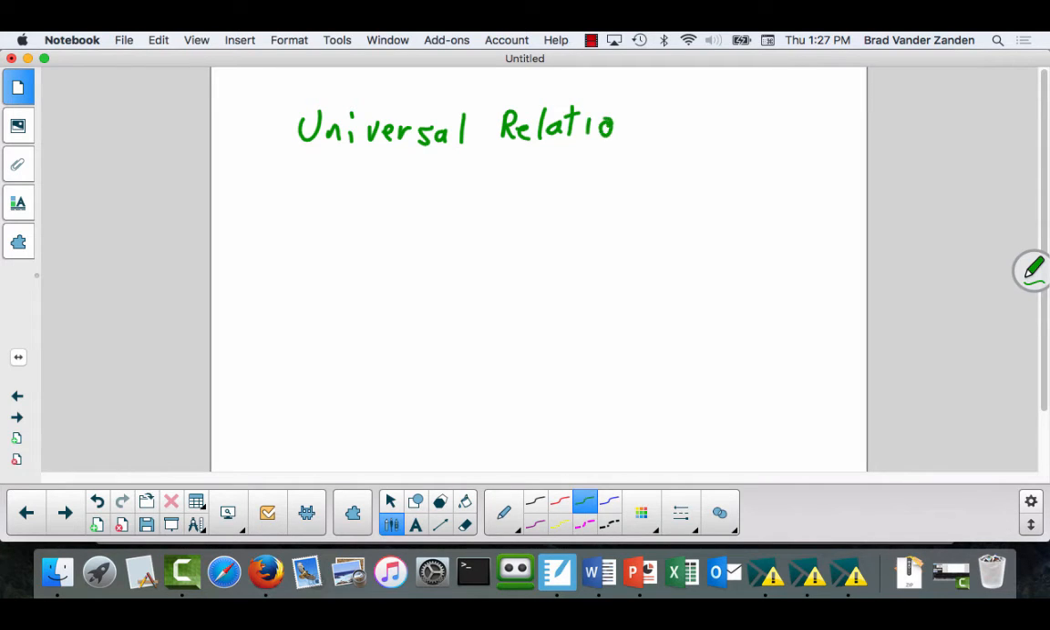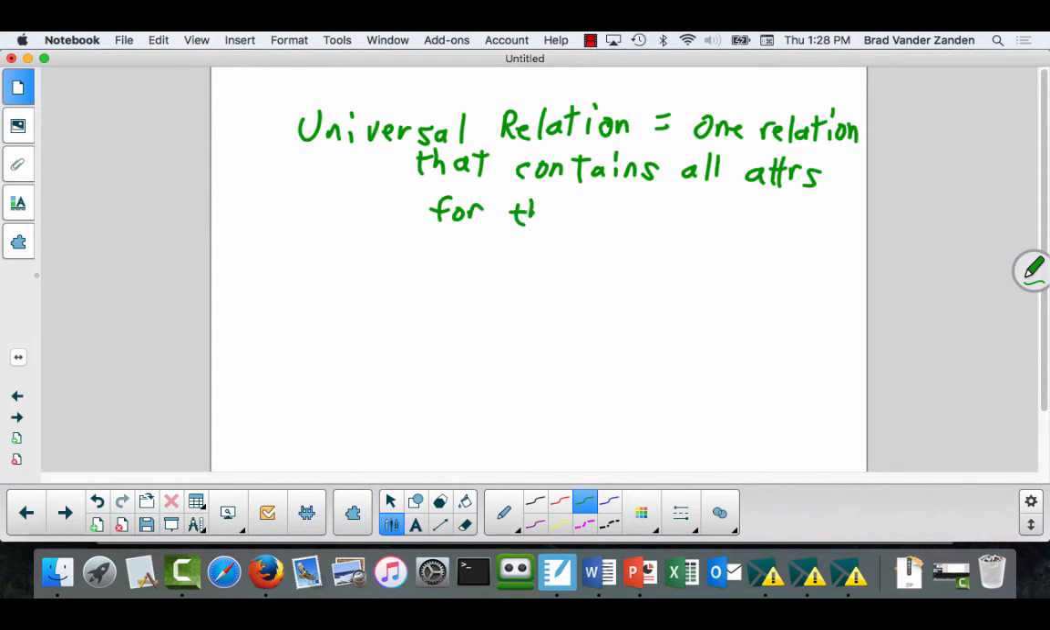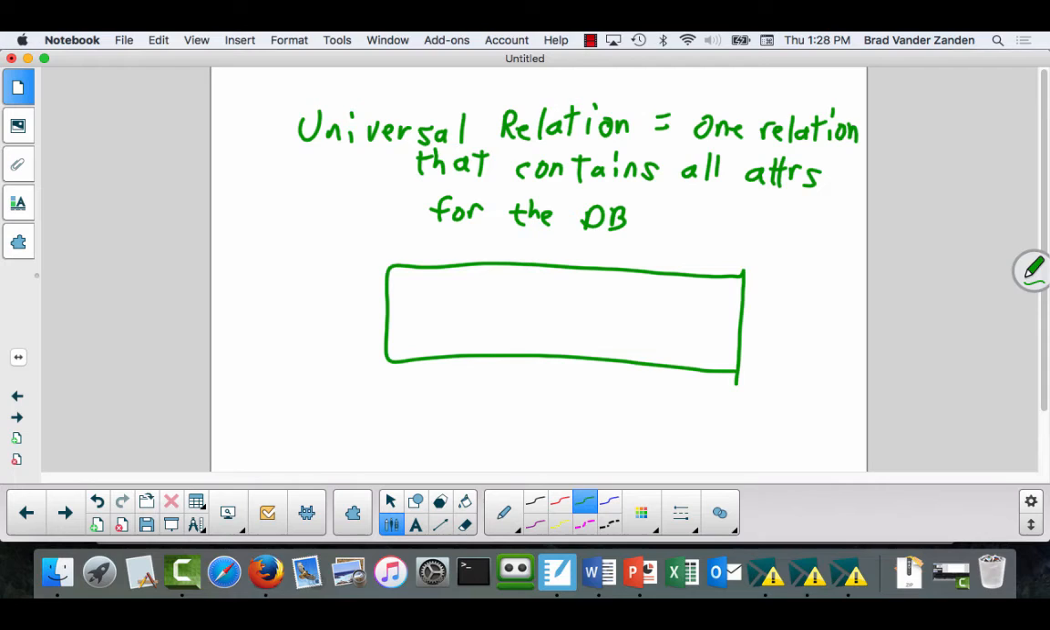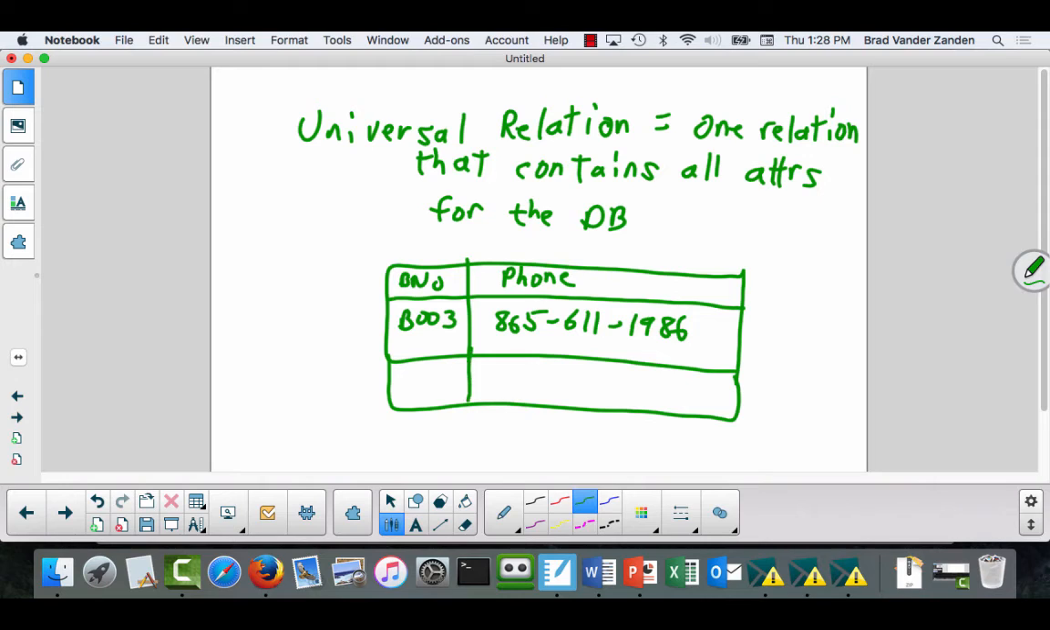So it is one relation that contains all the attributes for the DB. And then we break down the relation, or decompose it, using our normalization process. One thing that's often done with normalization is we just start with one enormous relation. And in that we might list, for a branch, something like branch number and phone as two of the attributes. So we just start listing the information.